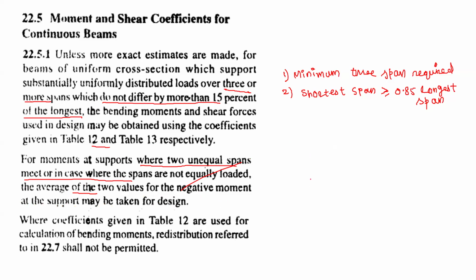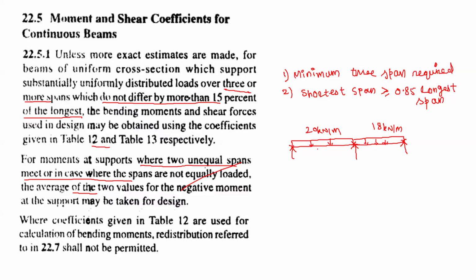So, the condition, try to understand this. Suppose we have this as span 1 and this as span 2. And if the load on this side is 20 kilonewton per meter, and on this side we have 18 kilonewton per meter.